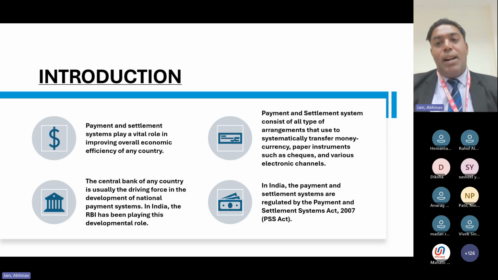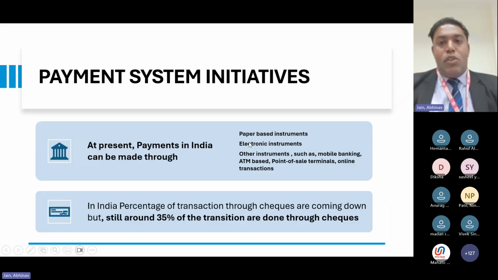Payment and settlement in India is governed by the Payment and Settlement Systems Act 2007, called the PSS Act 2007. In India, there are basically three ways by which we do payment. First is via paper-based instrument. Second is via electronic instrument. And third is by means of other instruments like mobile banking, ATM-based transactions, point of sale terminals, and online transactions. Important figure: in India, around 35% of our transactions are still done through check.